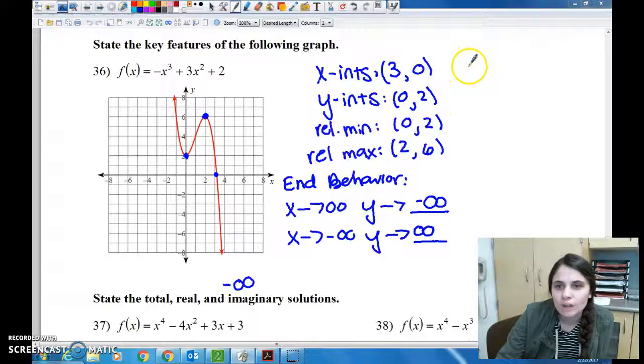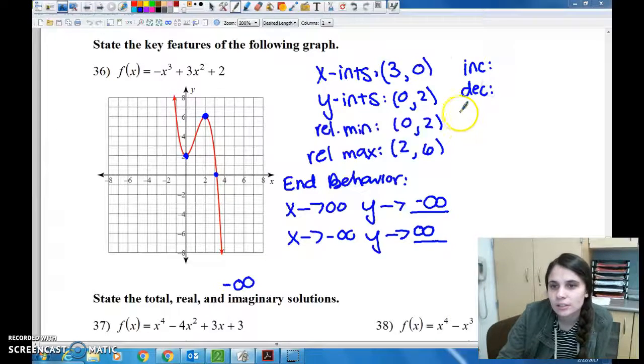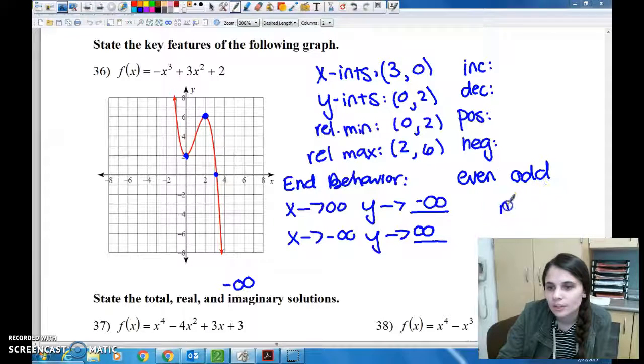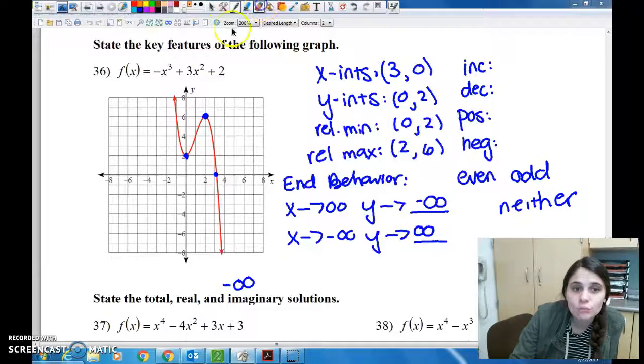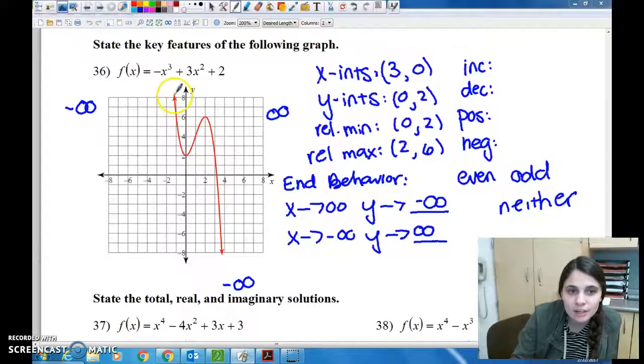Then our next part, we've got to find our increasing intervals, decreasing intervals, positive intervals, negative intervals, and then we've got to decide if it's even, odd, or neither. So we'll start with increasing. So these intervals, we always go from left to right and use the x values of our points. So clear over here is negative infinity, clear over here is positive infinity. If I start on the furthest left of my graph, and it keeps going and going, so it starts at negative infinity, it is decreasing till I hit this point.